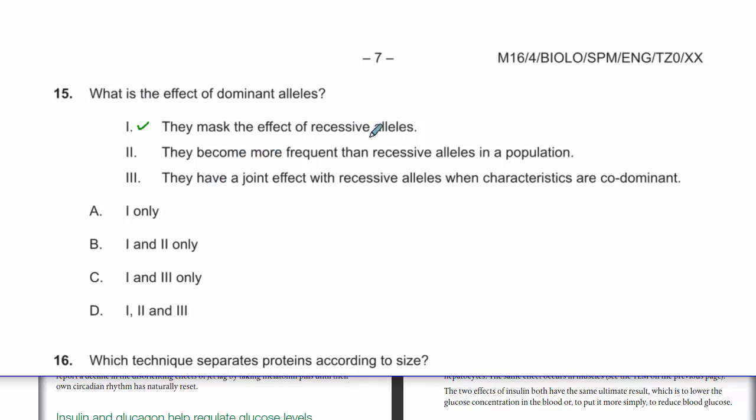2. They become more frequent than recessive alleles in a population. No, evolution would determine this, not dominance. Of course, because a dominant gene more often produces its phenotype, you would see it more, but it wouldn't become more frequent as a gene or allele. 3. They have a joint effect with recessive alleles when characteristics are codominant. This is also wrong, because they only have a joint effect with other codominant genes. So here only A is correct.